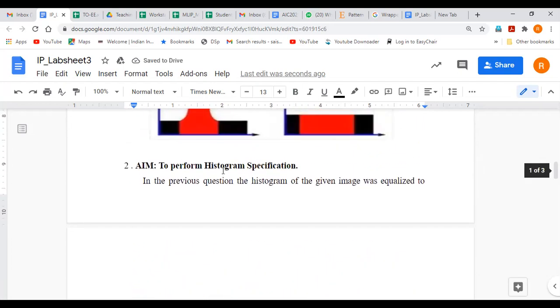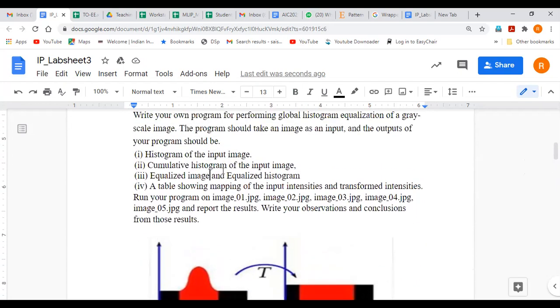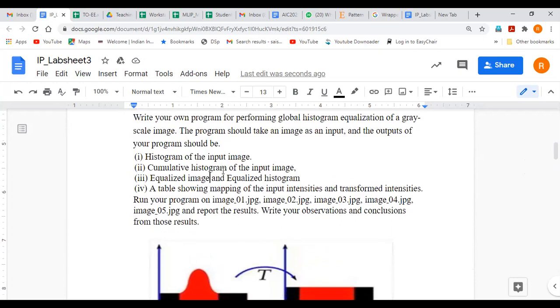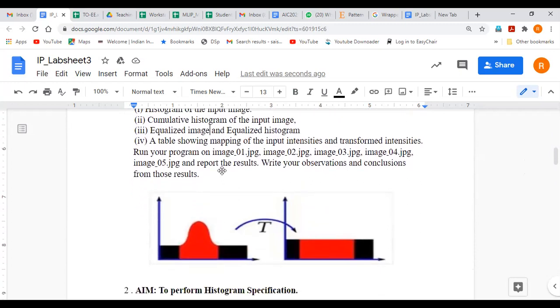Sir, can we say that histogram equalization is a nonlinear contrast stretching? Yes, correct. It's a nonlinear contrast stretching.